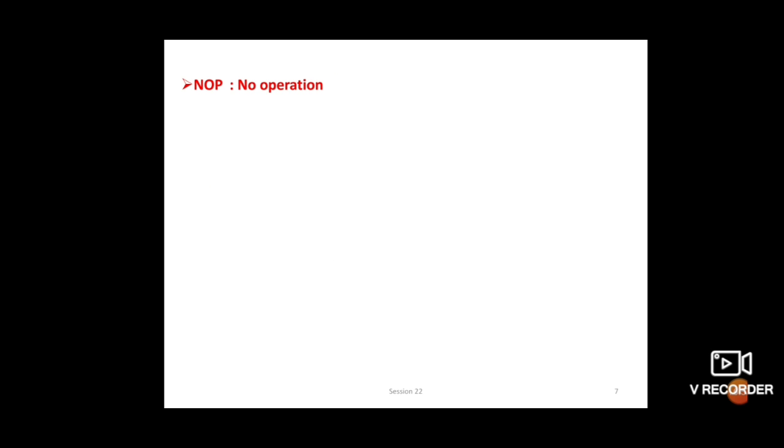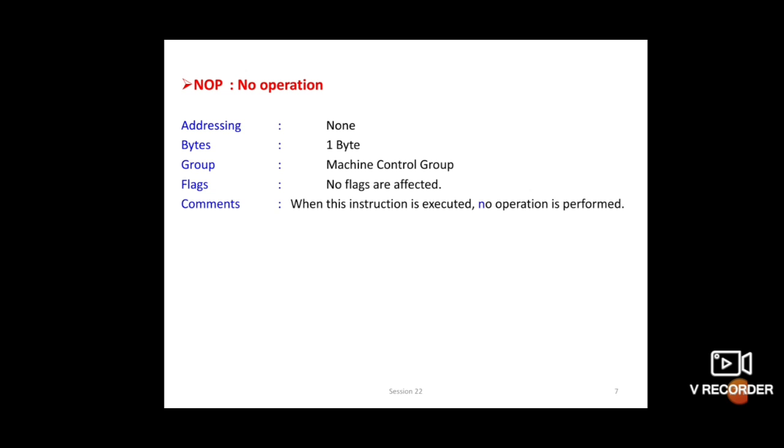Now the next instruction is NOP. N means no, OP means operation, no operation. This instruction's addressing is none, byte is 1 byte because only the opcode is stored for NOP. Group is machine control, and no flags are affected. This instruction is not used to stop the microprocessor or stop program execution, but is used as a delay instruction.